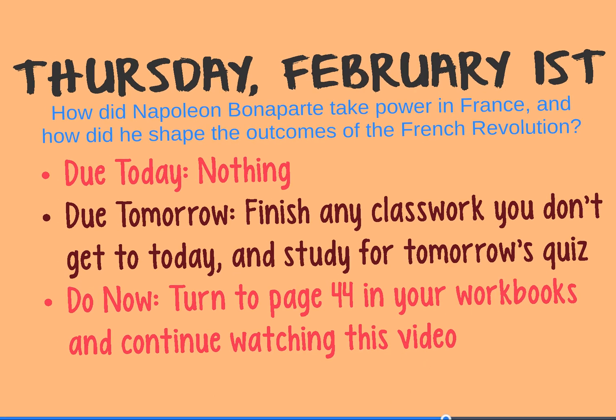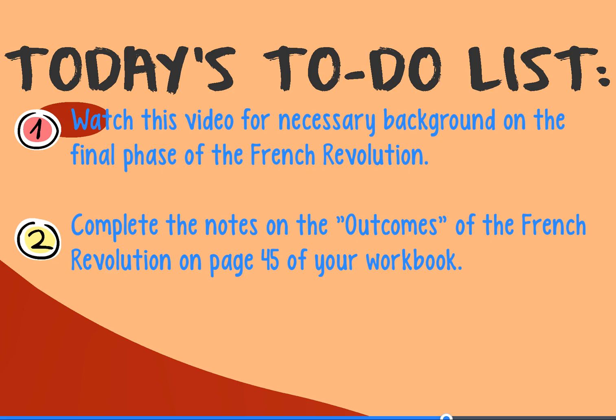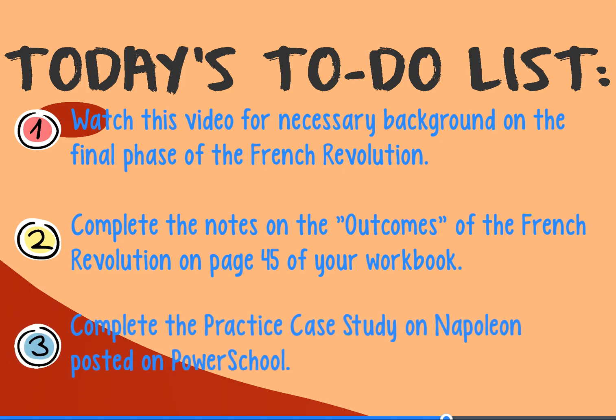All right, so let's do a quick recap of things we have to do. 1 and 2 coming at you together. So keep on watching this video. I'm going to give you some background information that you'll need on the very final phase of the French Revolution and how that French Revolution wraps up. And what you're going to end up doing at the end of this video is taking some notes on the outcomes of the French Revolution on page 45 of your workbook. Once you're done with that, you're going to learn a bit more about Napoleon Bonaparte by completing a practice case study on Napoleon, which is posted on PowerSchool, and I'll show you exactly how to get to that.